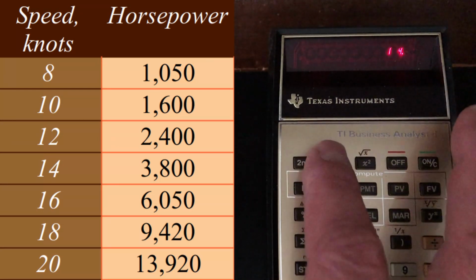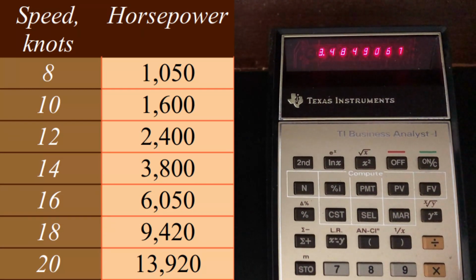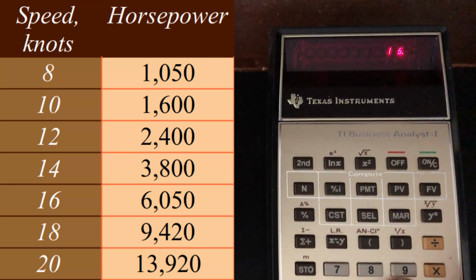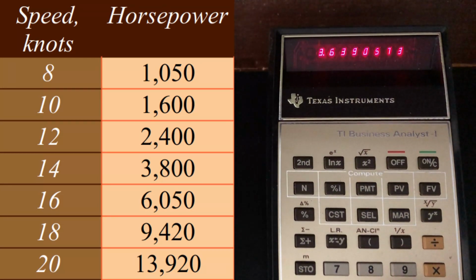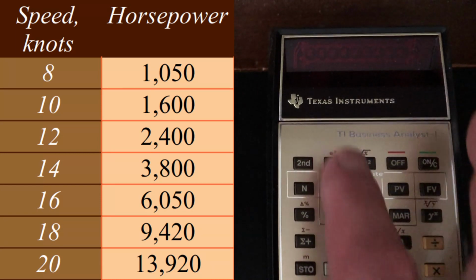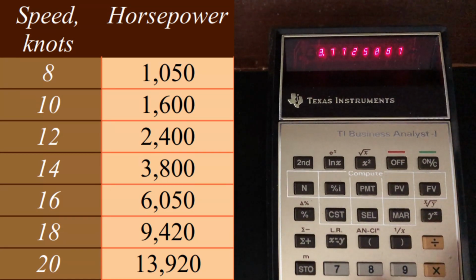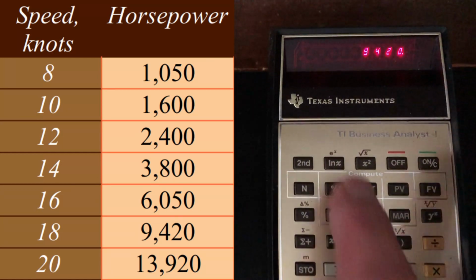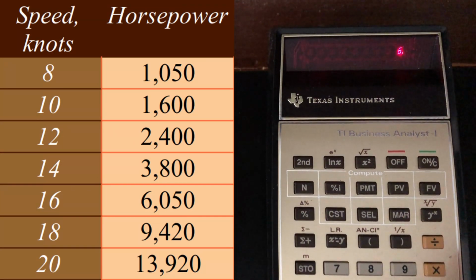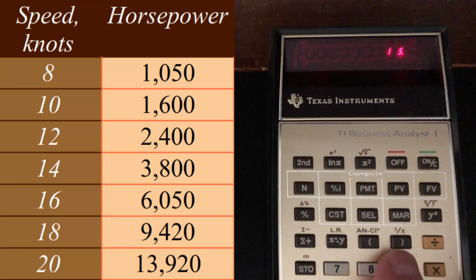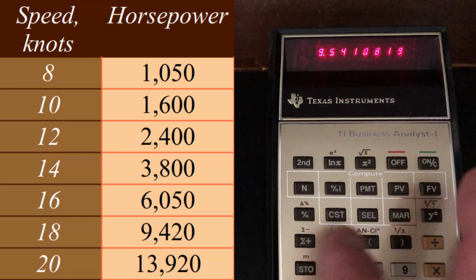And then 12, natural log, flip the registers, to 400, natural log, and that, okay? And then 14, natural log, flip the registers, 3800, natural log, do that, and then 16, natural log, flip the registers, and then 6050, natural log, and we have the fifth data point, and 18, natural log, do that, 9420, natural log again, there, and then 20, natural log, flip the registers, 13920, and we hit that natural log one more time, and we do that.